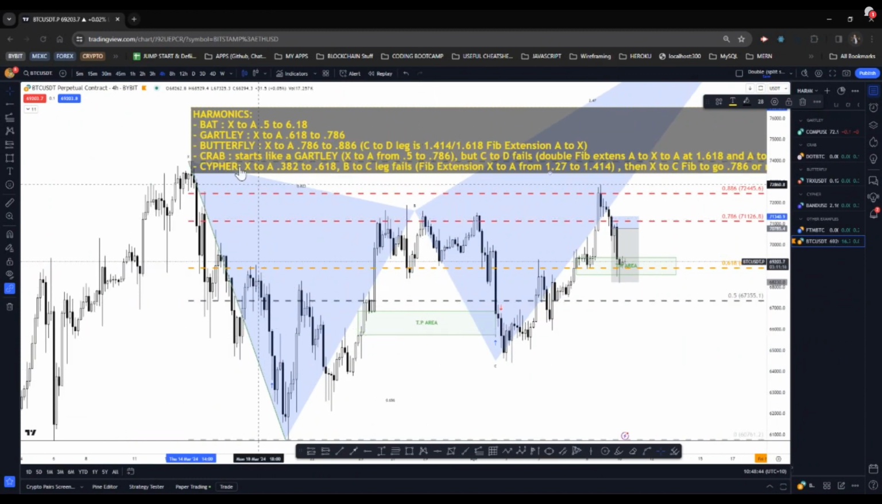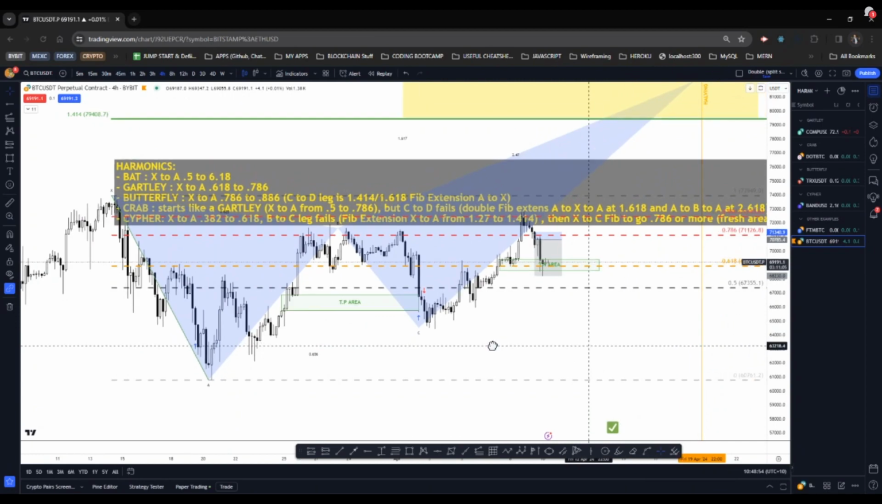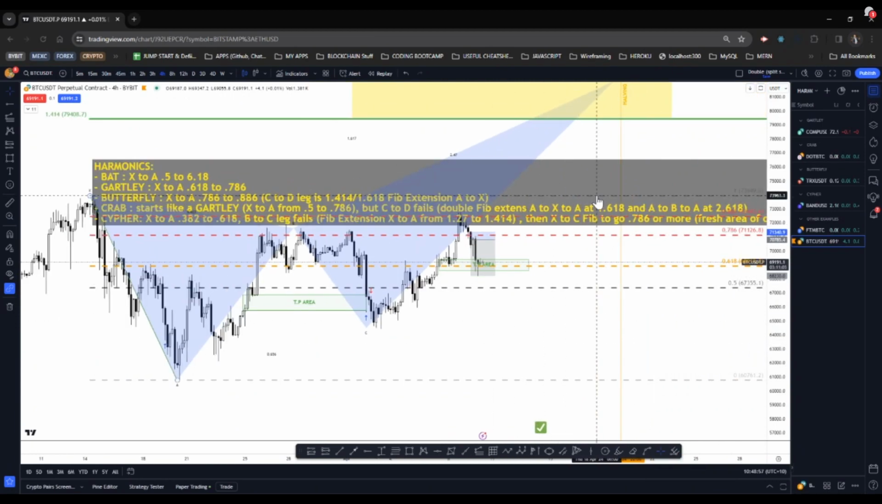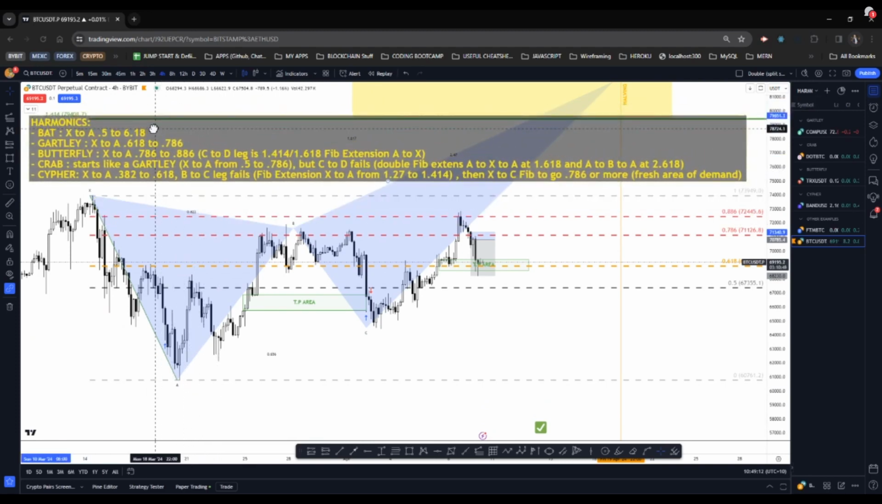And if a bat and a Gartley fail to stay between the X to A range, they then become a deep crab, going between 1.618 to 2.618. And if the X to A leg of the C to D, B to C fails, so it goes below, it then becomes a cipher. It's a lot to take in. I try to keep it under an hour, but it is a lot to take in.